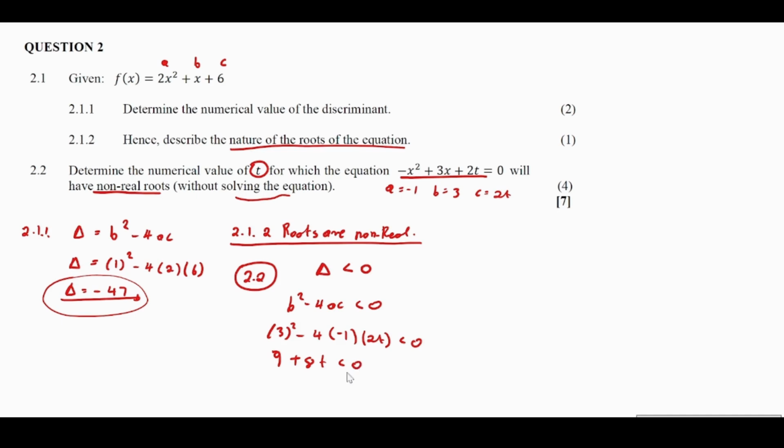So we're going to solve. Transpose 9, you're going to have 8t is less than negative 9, and then you divide both sides by 8, making t less than negative 9 over 8. And yes, that is it. Question 2 was just simple and straightforward.